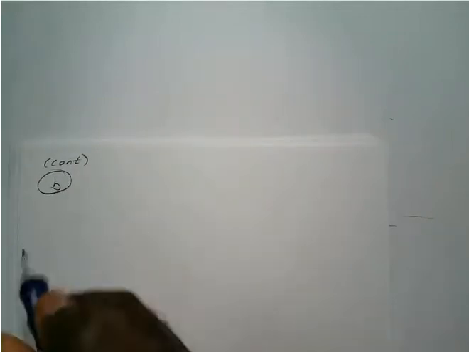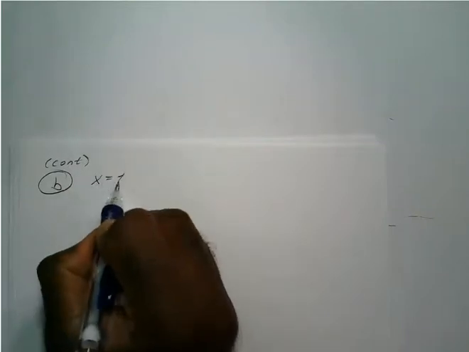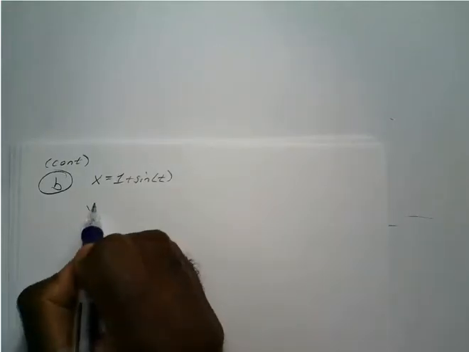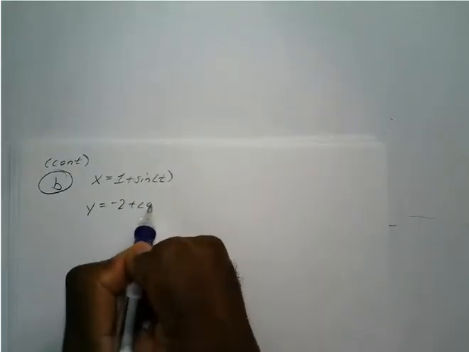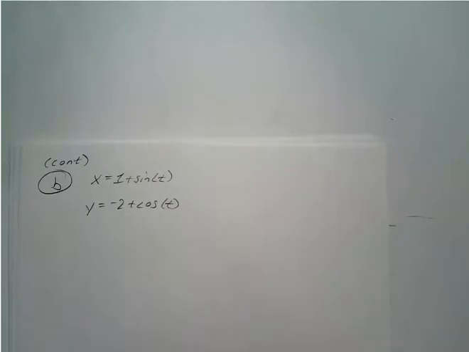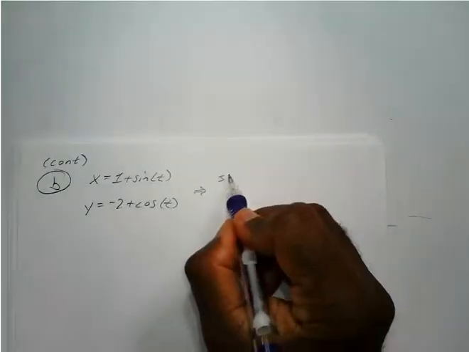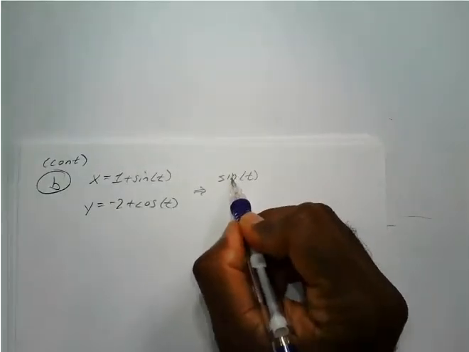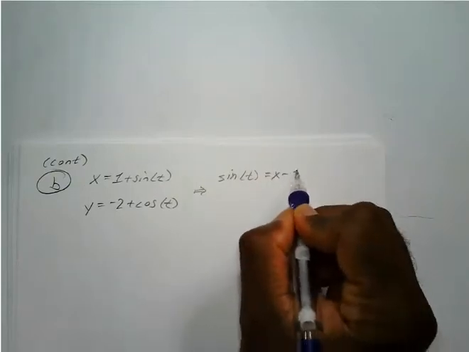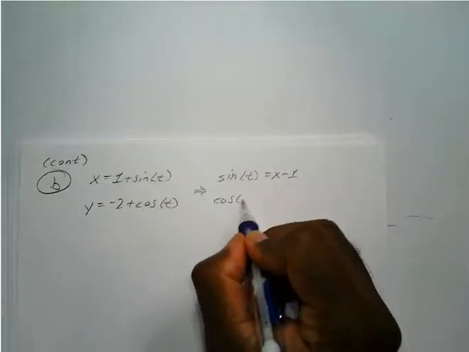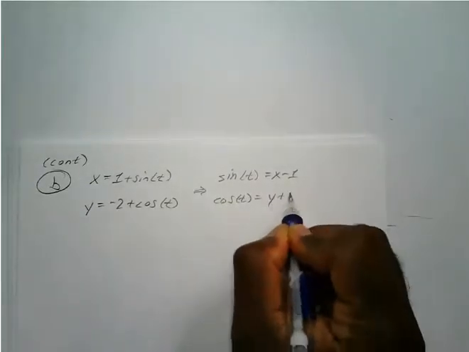So for problem B, remember we have x equals 1 plus sine of t, and y equals negative 2 plus cosine of t. So remember the hint that I gave you, to solve for sine of t, so we subtract 1 from both sides. So sine of t is equal to x minus 1. Here, if we add 2 to both sides, we see that cosine of t is equal to y plus 2.